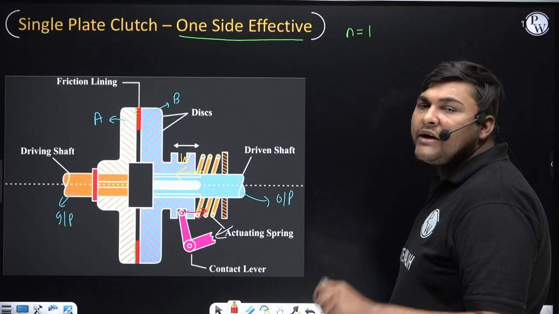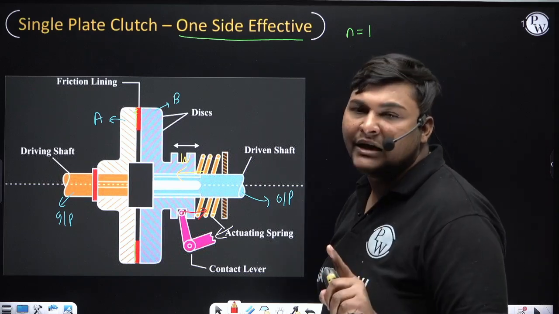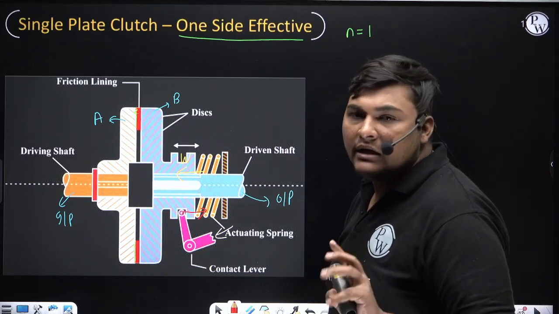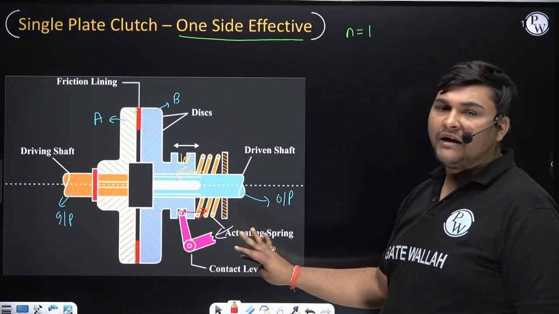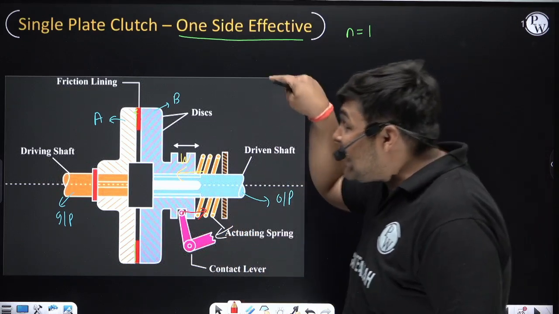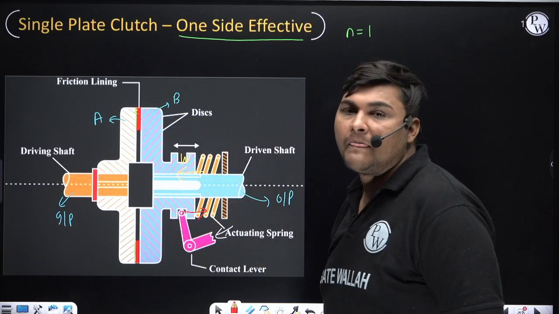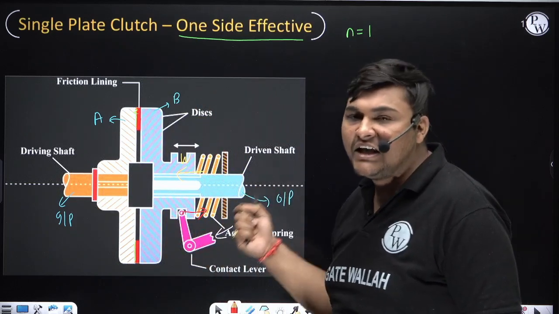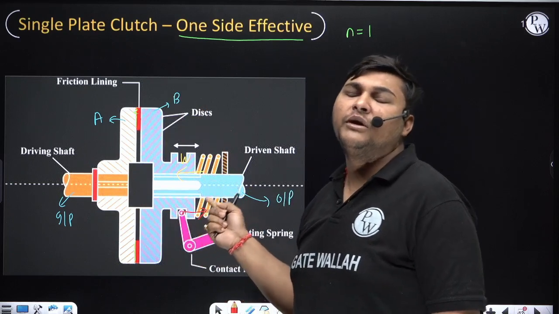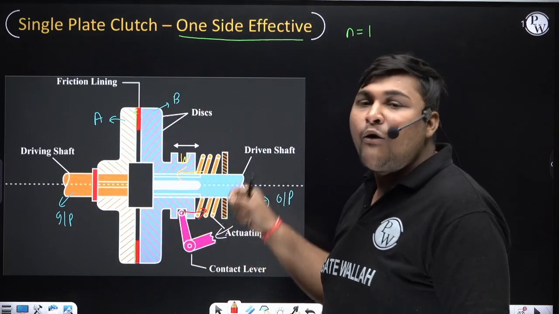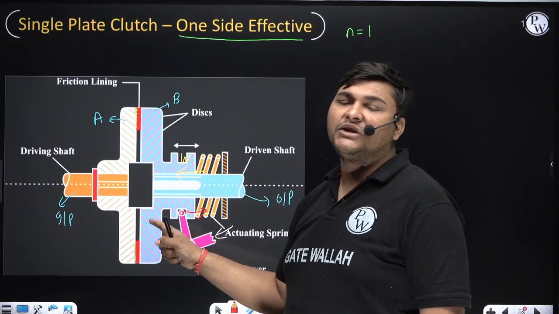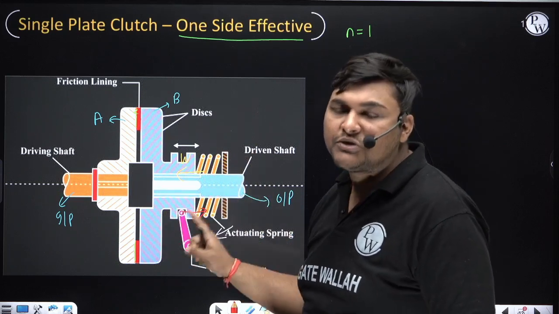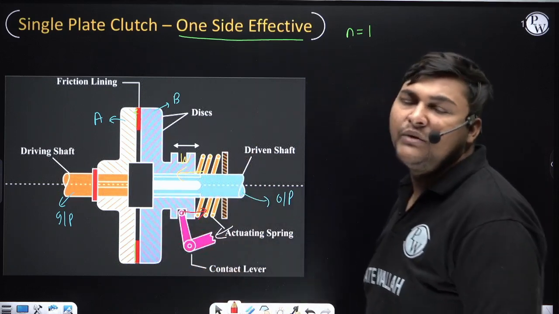Now, what question will come in the analysis of single plate clutch with one side effective? The disengagement process I have explained. Now the question will come: when they are engaged with this force W, how much torque is transmitting from input to output side? Because at engaged position, torque will transmit from input to output side. Or what will be the torque transmitting capacity of this clutch when they are at engaged position? That analysis we need to do.